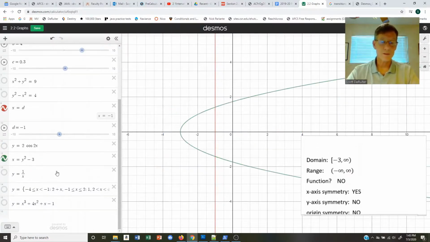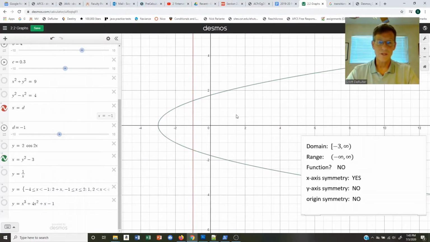This parabola is kind of lying on its side in relation to how we typically expect to see parabolas. It is not a function because it does not satisfy the vertical line test. You can see that it crosses through twice here, more than once. Fails the vertical line test. It does have x-axis symmetry. It's a mirror image with respect to the x-axis. No y-axis symmetry and no origin symmetry for this curve.